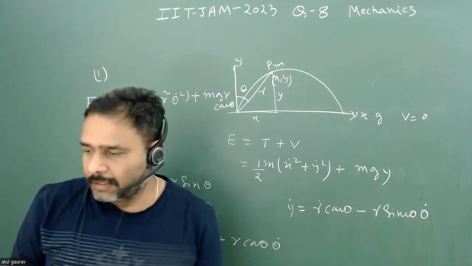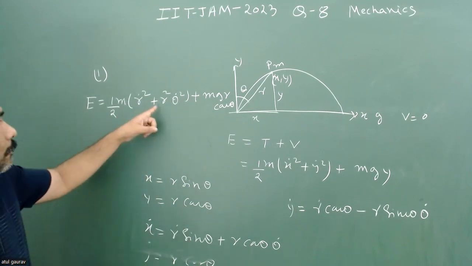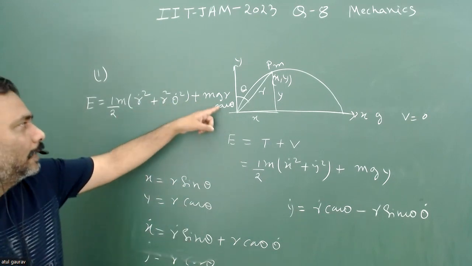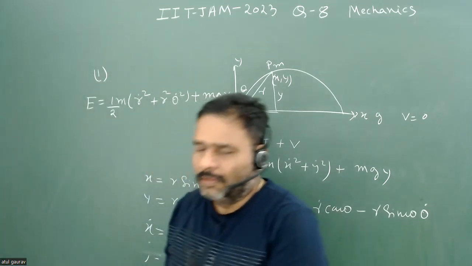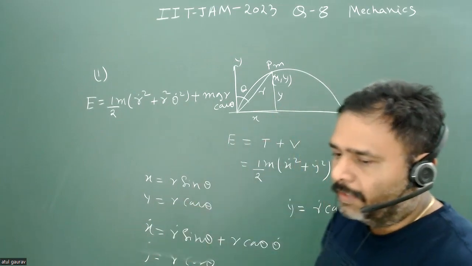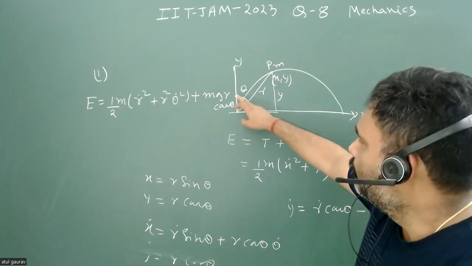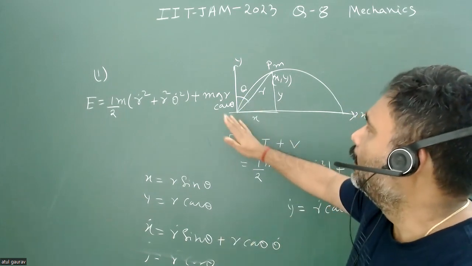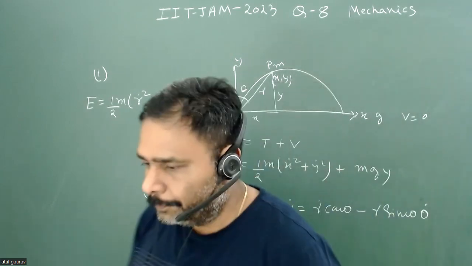So for this particular problem, option 1 is correct. So total energy is half m times r dot square plus r square theta dot square, plus mg r cos theta. So this is multiplied here. This is a very simple problem if you go from the basics, but we always have to take care of what the angle theta is and how you write the gravitational term. Okay, thank you.